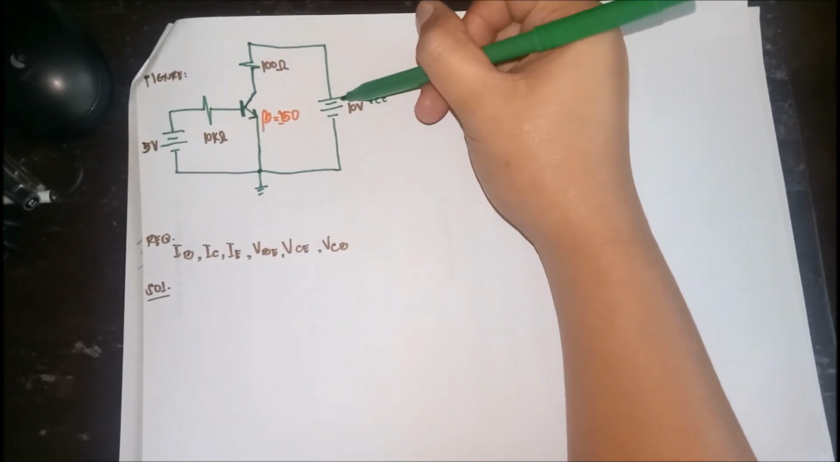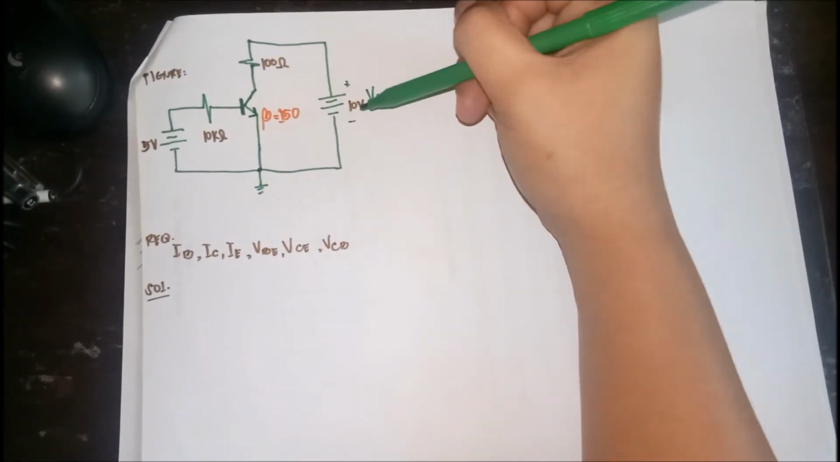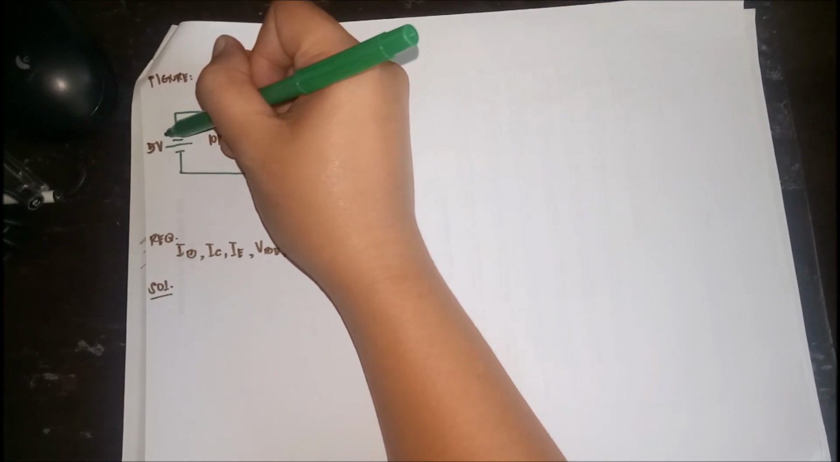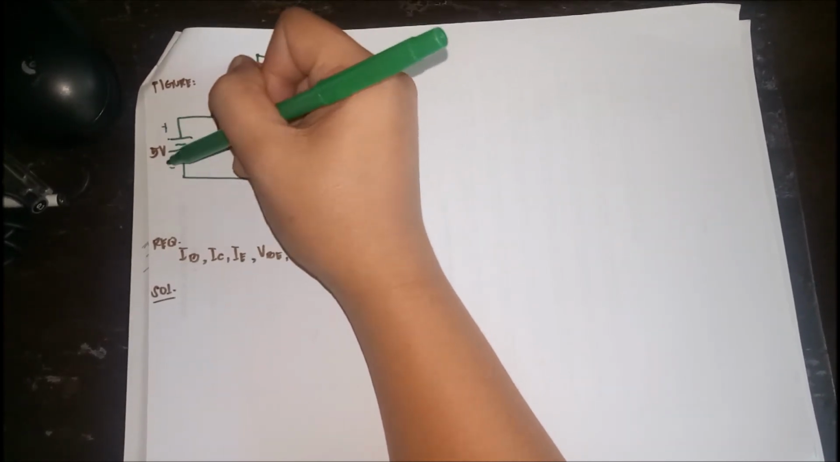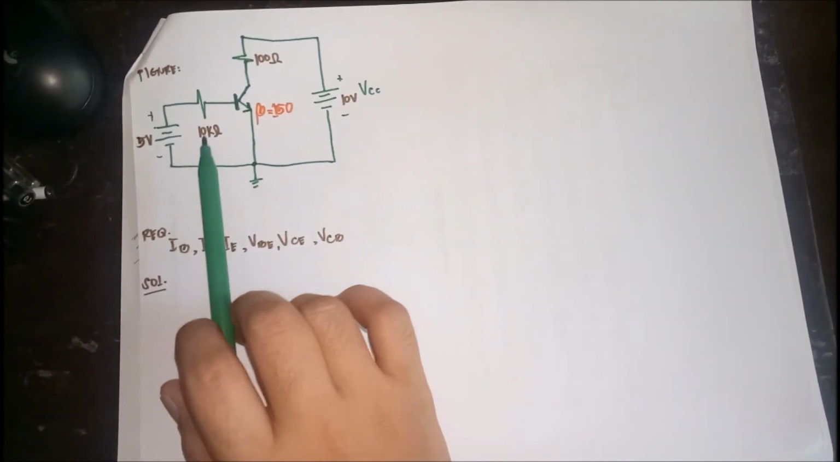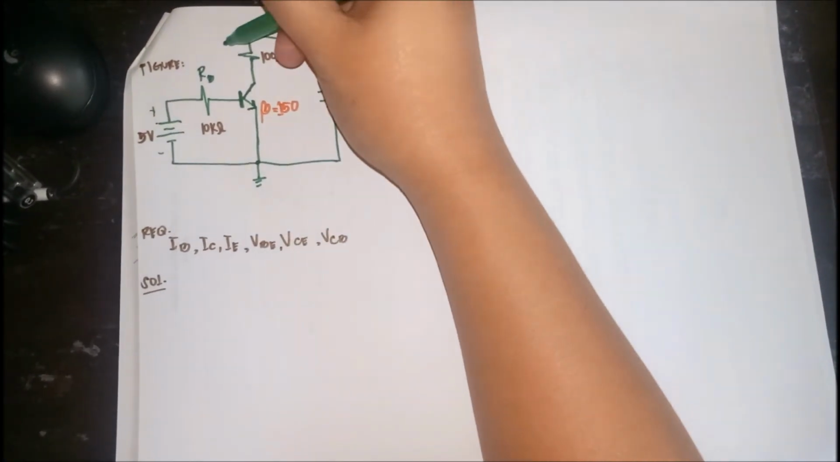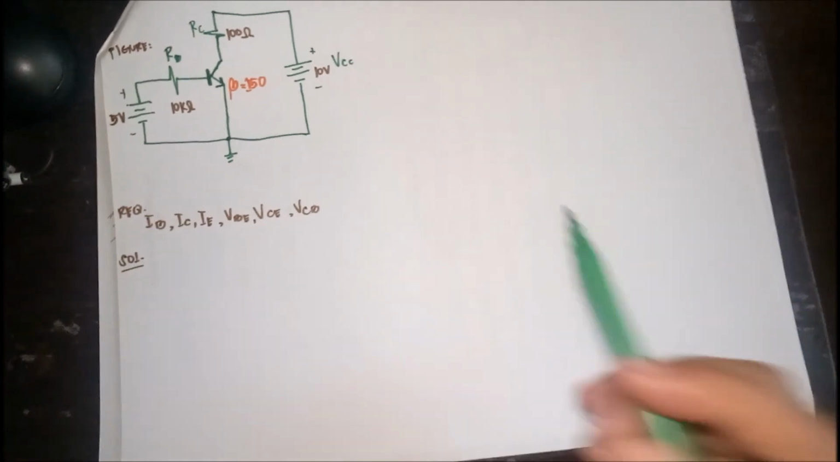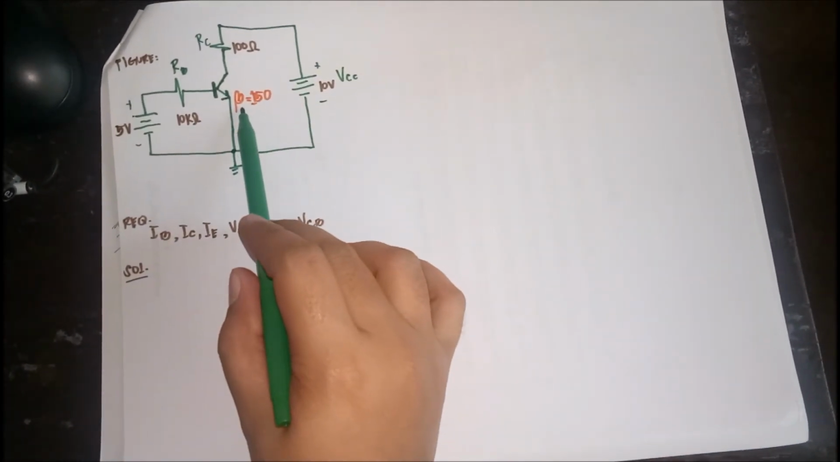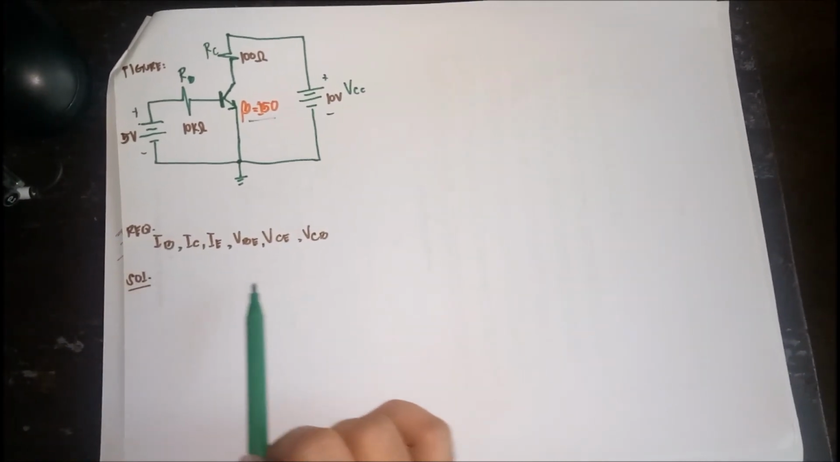Of course, this is the longer side, so this must be positive, negative. Yeah, longer to. So this is positive, negative. That is your VBB. This is your RB. And this is your RC. And we are given, of course, our current gain or beta, which is equal to 150. And we are to look for these values.